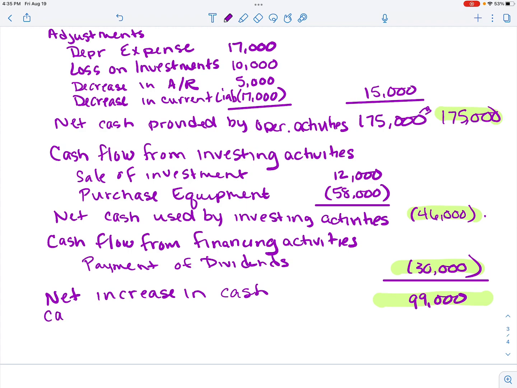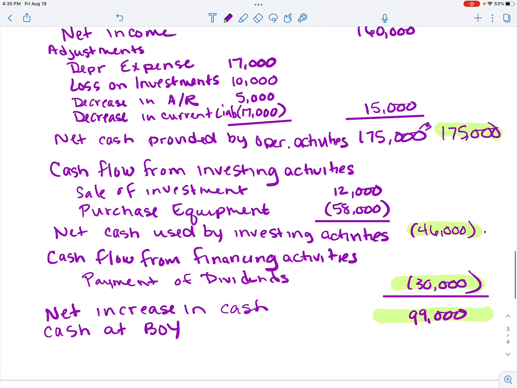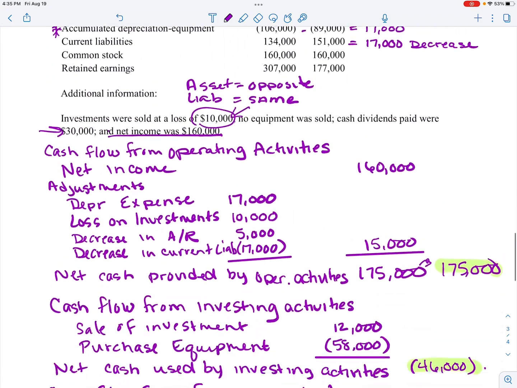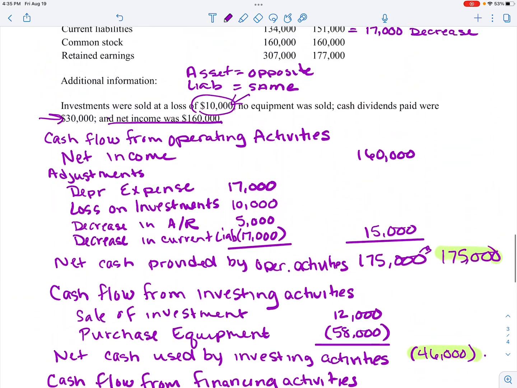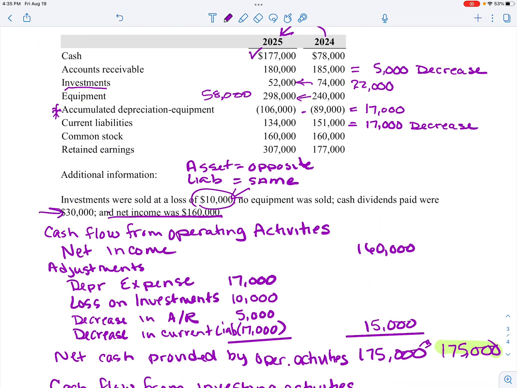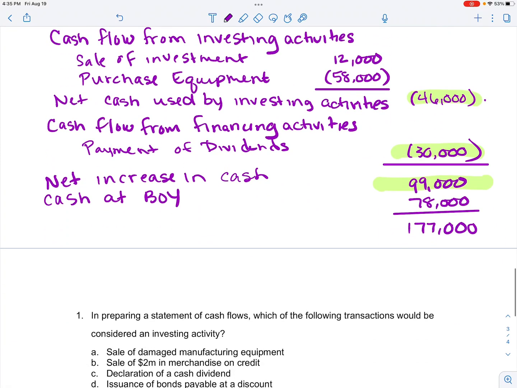I'll add the cash at the beginning of the year, which should be listed here, 78,000. And hopefully that will equal my cash at the end of the year. Let's see if we did it right. It should equal, it does, yay. So that should equal your cash at the end of year.